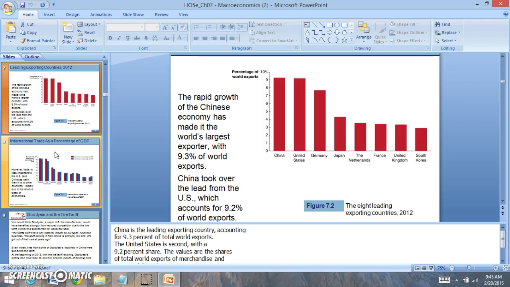A couple other things we're looking at is leading exporting countries. You'll notice that China is one of the largest exporters in terms of world exports, just with regard to the United States as well, which creates a large global market because Chinese want to supply a lot of things to other countries, just like the U.S. wants to supply a lot of things to other countries.